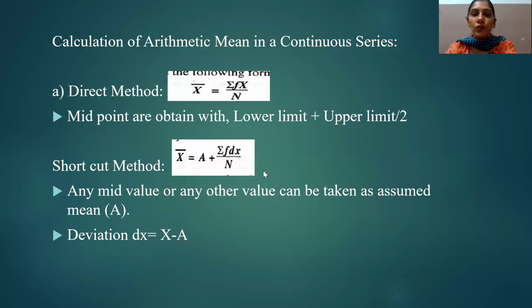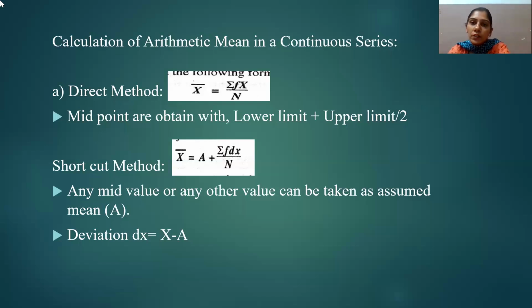Now, calculation of arithmetic mean in a continuous series. In continuous series also we will do the calculation with the direct method and the shortcut method. The formula for calculating mean under continuous series for the direct method is sigma fx upon n. In this we will take the midpoint, as we have discussed in continuous series. The midpoint can be obtained from L1 and L2, which is lower limit plus upper limit, divided by 2.